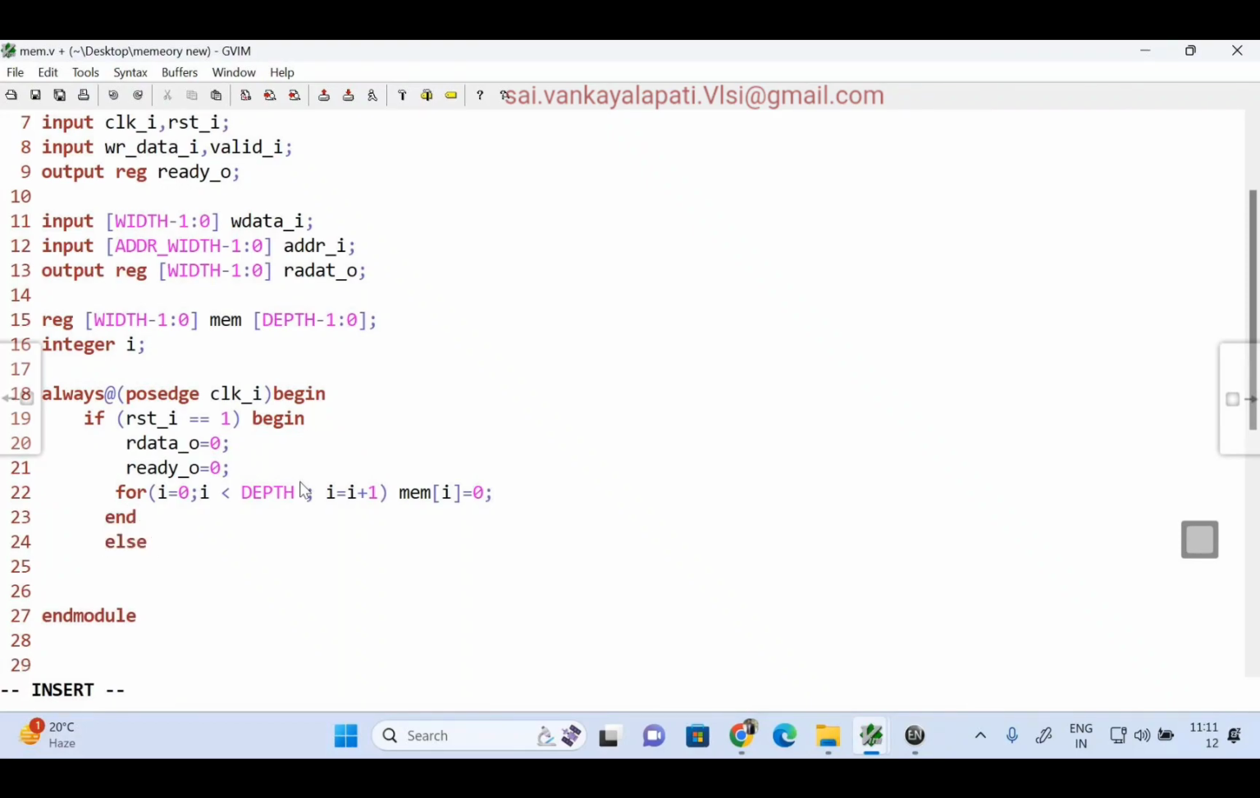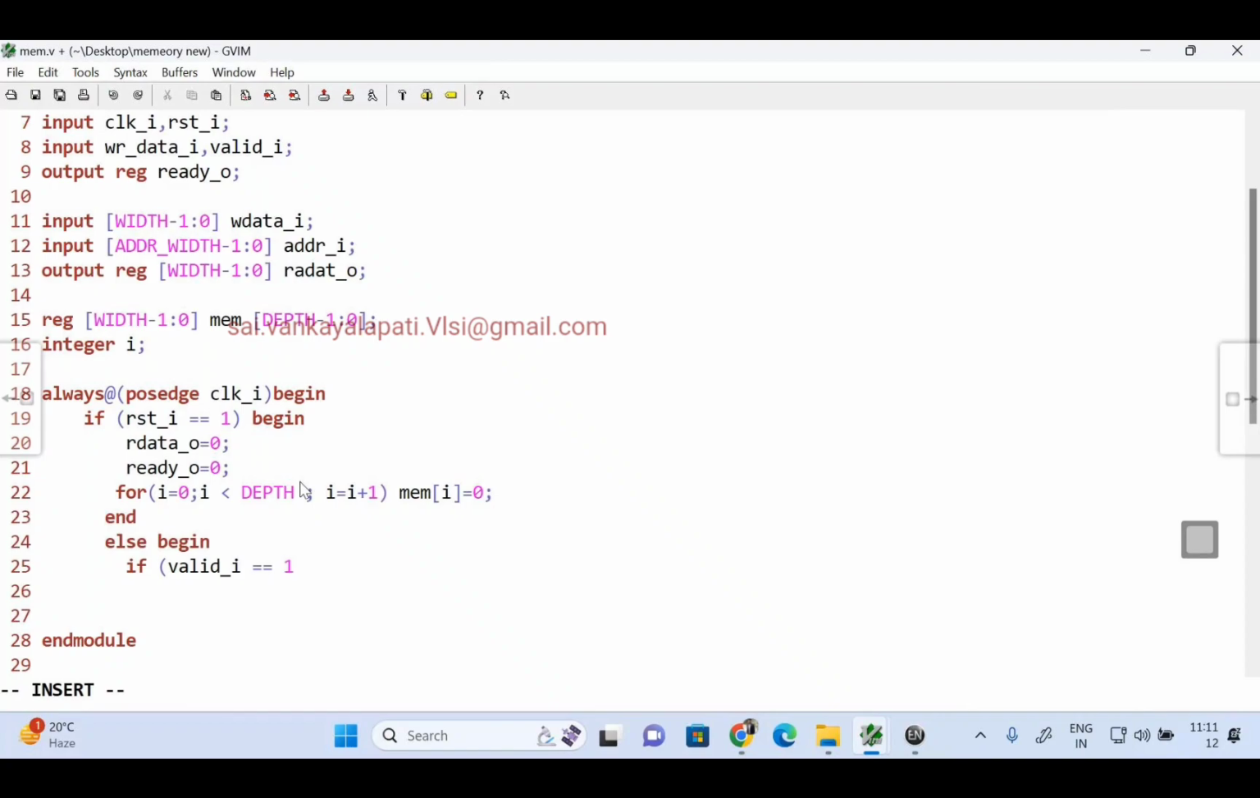Then I can go with the else part. In the else begin, what can I do? If valid_I is equal to 1, begin. What do I need to check here? Ready_O is equal to 1. Then what do I need to do? Again we need to write the condition, an if condition. If we are using WR_data_I is equal to 1, in this case what do I need to do?